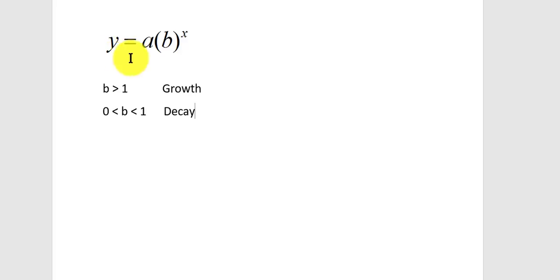Okay, so the equation that governs exponential functions is y equals ab to the x. So if the b is greater than 1, we have growth. If b is between 0 and 1, we have decay. So remember, between 0 and 1, basically that's a fraction, like a half, a third, 3/4, etc.